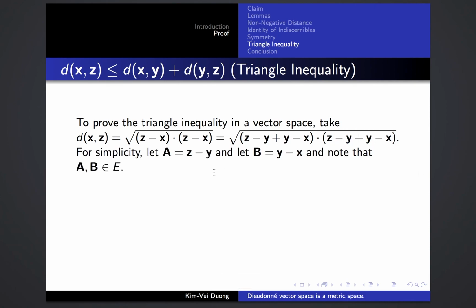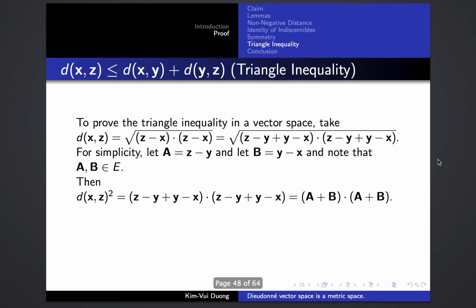For simplicity, because this can get confusing, let A equal z minus y and B equal y minus x. So this would be A, and this would be B. And just remember that A and B are in E. So then, by squaring it, getting rid of the square root, we're left with just what's on the inside, which is actually A plus B. So A plus B dot with A plus B.